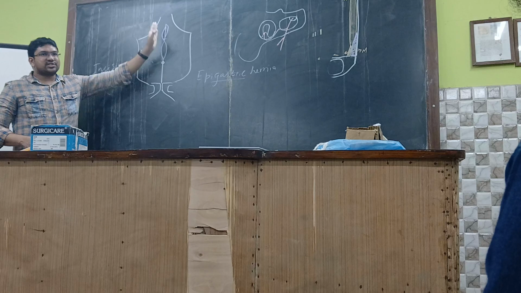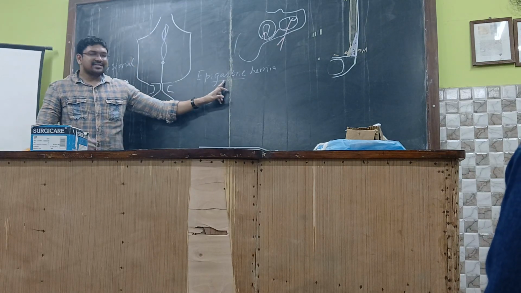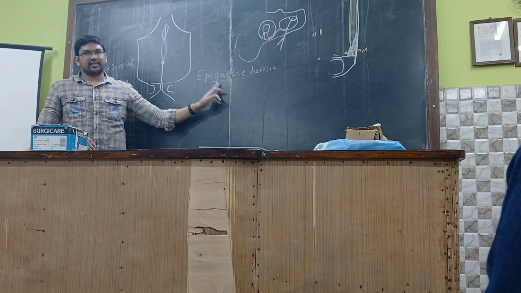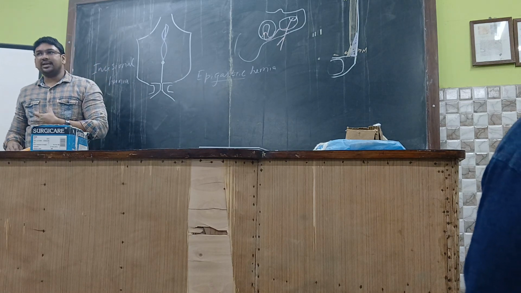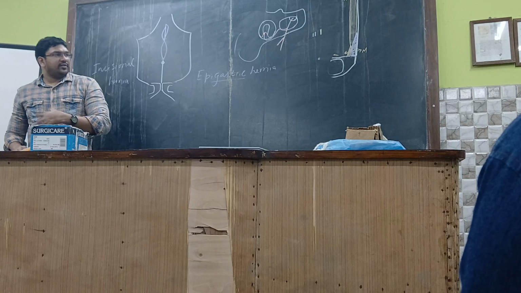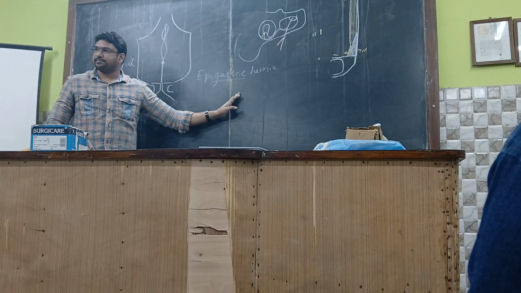So both are incisional hernias only. Could you understand? Both are incisional hernias only, but this is like a subtype, epigastric hernia. The gastric region contains nothing but the omentum. If the omentum is herniating through this part, that is called the epigastric hernia over here. Get it?